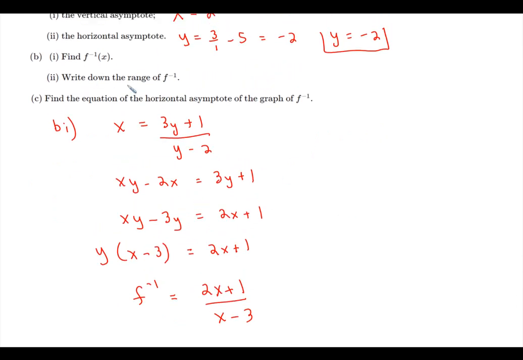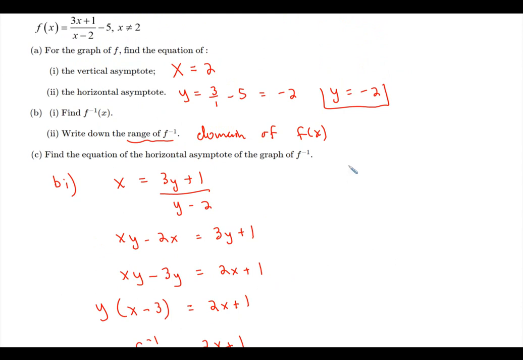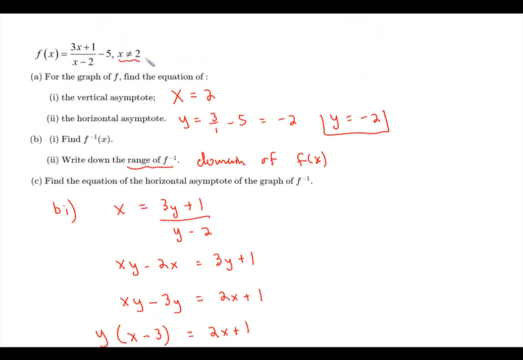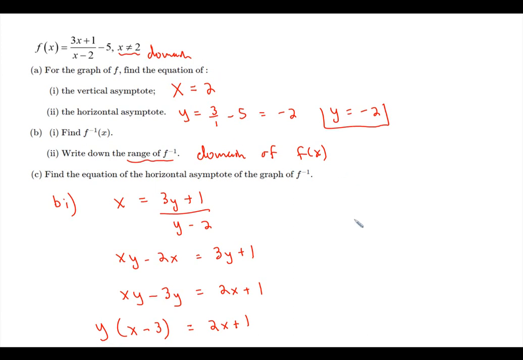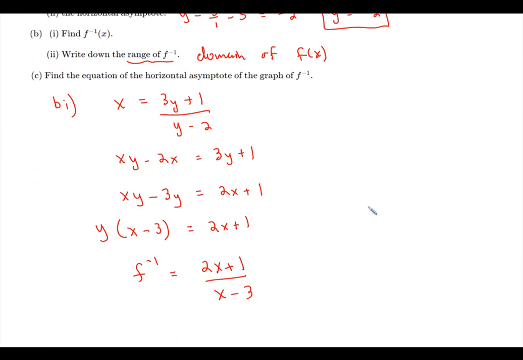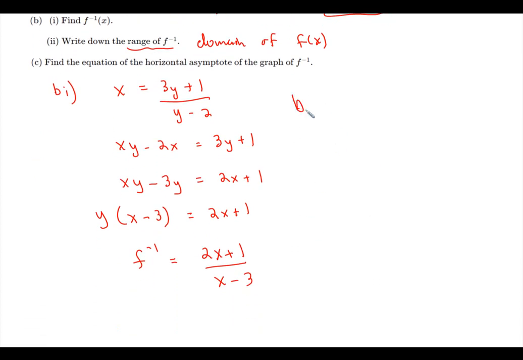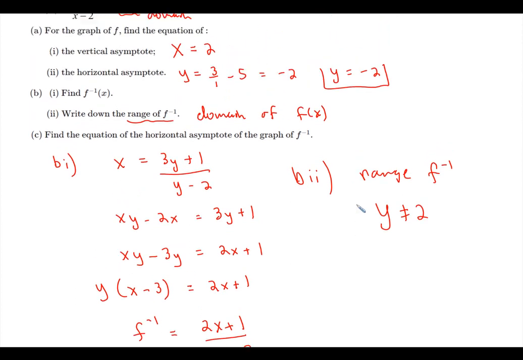And then they want us to find the range of the inverse. So the range of the inverse, you remember, is going to be the domain of f of x. So the domain of f, if you go to the question, they give us the domain of f right here. If the domain of f is x cannot equal 2, that means the range of the inverse, so B2, the range for the inverse is going to be y cannot equal 2. Range is always represented by the y value. So that's B2 right there.